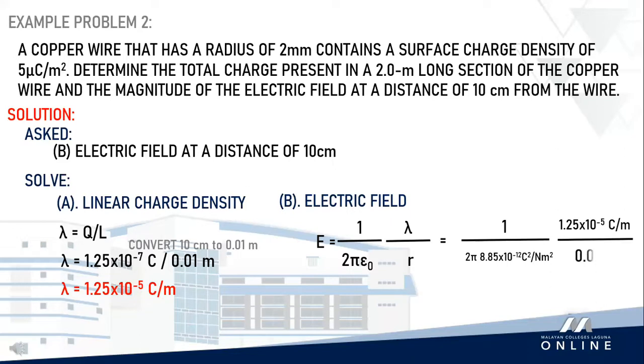which is 0.1 meter. We cancel the units, and that leaves us Newton per coulomb, which is the standard unit for electric field. Perform the indicated operation. The final answer would be 2.25 times 10 raised to 7 Newton per coulomb. Did you get this correctly?